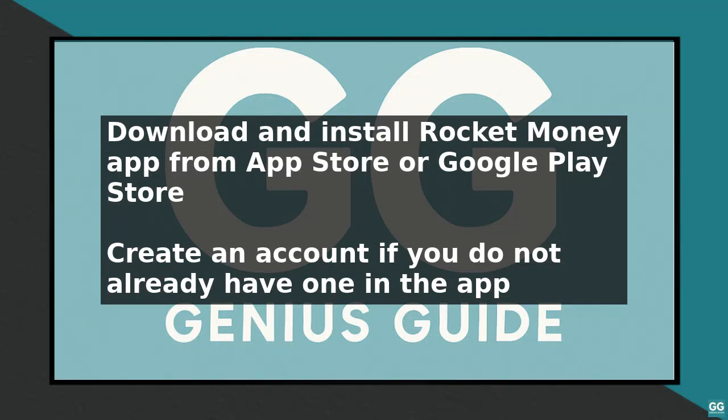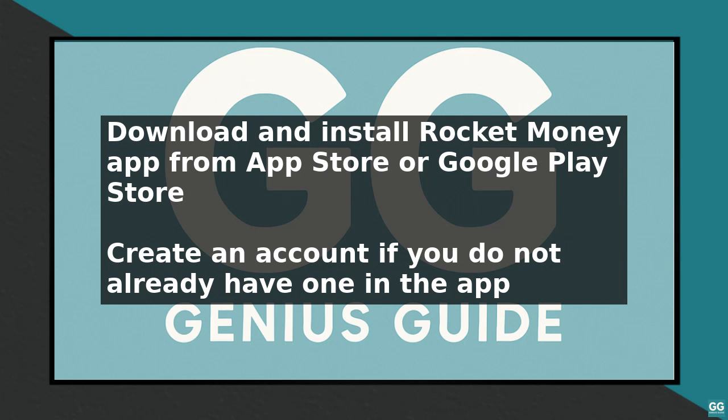To enable Rocket Money subscription management, start by downloading and installing the Rocket Money app from the App Store or Google Play Store. Once installed, open the app and create an account if you do not already have one.